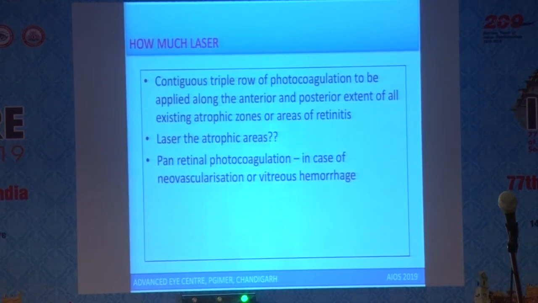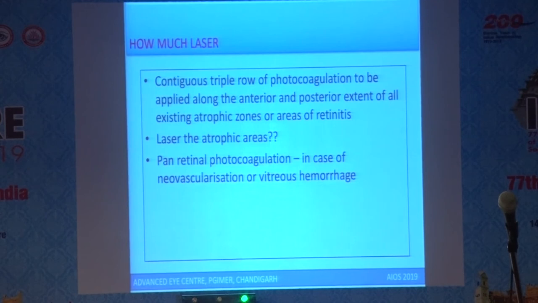So how much laser? Laser has to be done extensively. Apart from the posterior barrage, you have to really go for the anterior edges, because sometimes this anterior retina is normal retina. It is not that atrophic. You have to go beyond the equator to look for these edges and do a laser there in these patients. There is no role of laser in the atrophic areas, the marks don't come. So you have to do a barrage kind of laser along the posterior and the anterior retina.